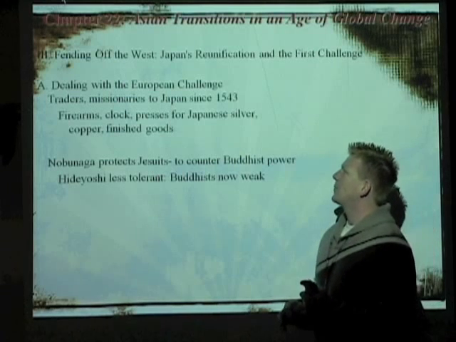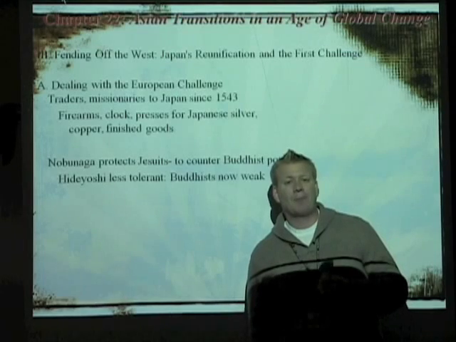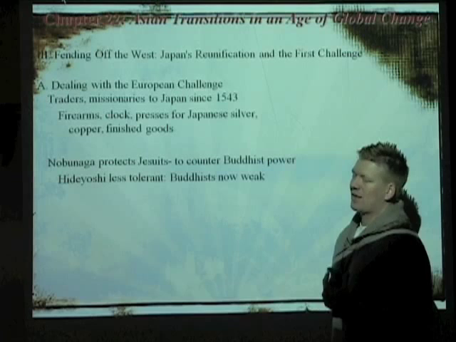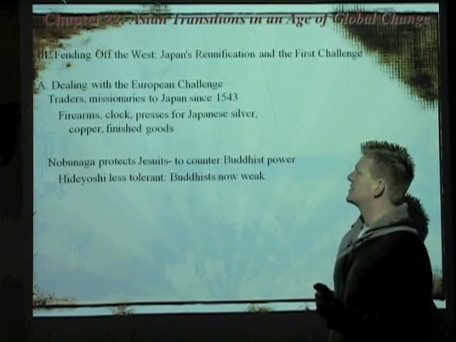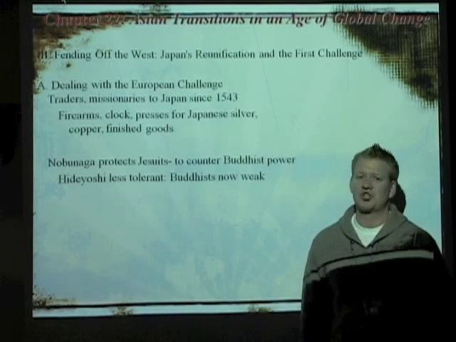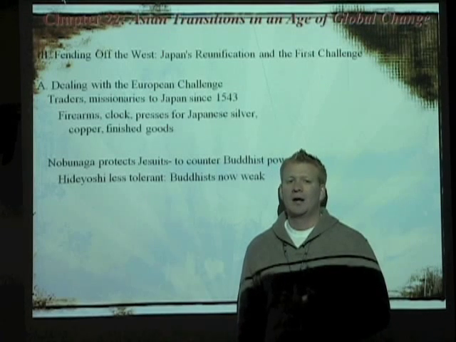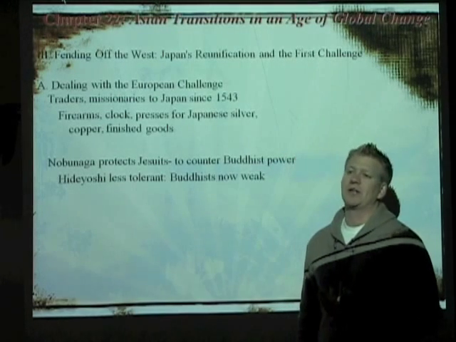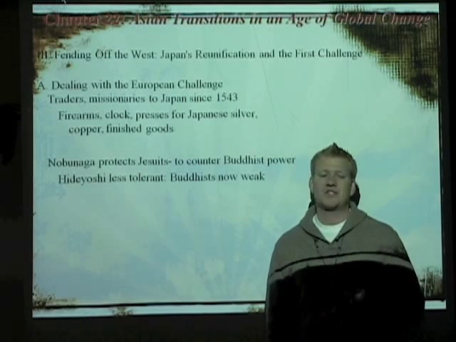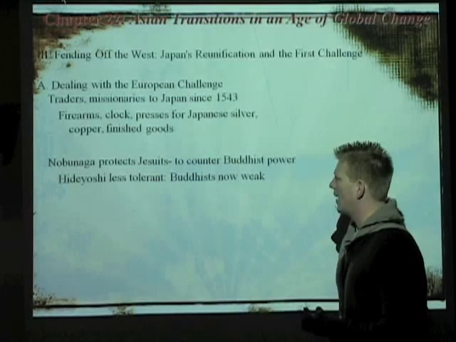All right, dealing with the European challenge: traders and missionaries came to Japan since 1543. The Japanese were very interested in the firearms. That's what helps them reunify the state. They like the idea of the clock. Presents were exchanged for Japanese silver and copper and finished goods. So the Europeans were finally catching on to their goods not being as well valued, and so the Europeans were trading things from Korea, Japan, Taiwan, Southeast Asia, trading those items to Japan, and that proved to be wealthy as well.